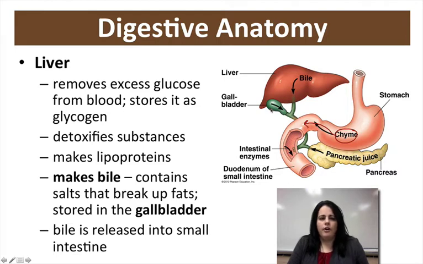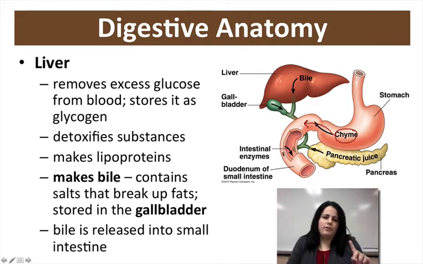Your liver also makes bile. Bile is a fluid that contains salts, and its main job is to break down fats as they enter the small intestine. When the bile is produced, it will be sent to an area called the gallbladder, which is shown in green right here. The gallbladder holds on to the bile and stores it until it's actually needed for digestive purposes in the small intestine. And then it will travel down that duct into the small intestine to help break down fats.